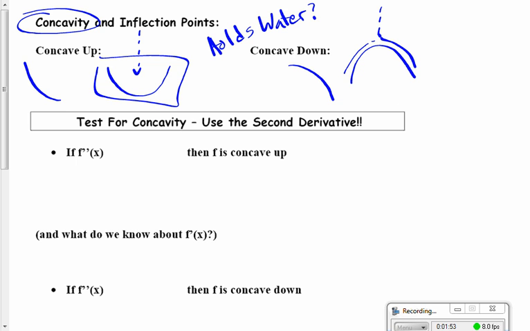Review question from yesterday. How can we tell if a function is increasing? A function f is increasing if f prime is greater than 0, right? How can we tell if a function is decreasing? f prime is less than 0. So we know increasing, decreasing on f based on the values of f prime. We're going to use that now in the sense of concavity.